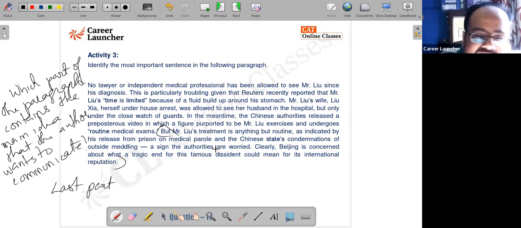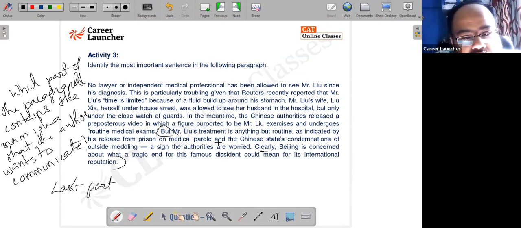And why am I saying that the main idea is contained in the last part? Because if you have a look at this last part, it says clearly Beijing is concerned. So when I say clearly Beijing is concerned, it means that whatever is given before this will support the fact that Beijing is concerned. This word clearly indicates that what is given before supports that fact. So the main idea is coming in the last part of the paragraph.